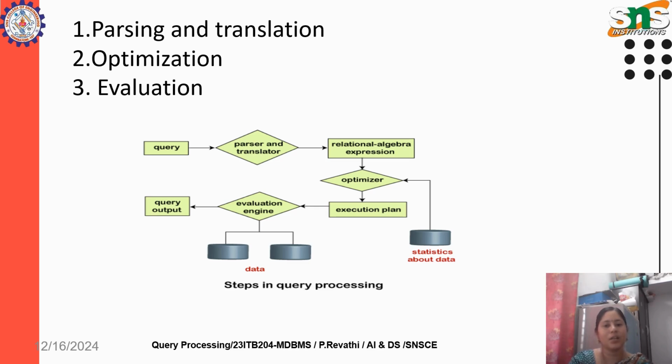The code generator generates the code to execute the plan. The runtime database processor runs the generated code to produce the query result. Relational algebra is well suited for the internal representation of a query. The translation process in query processing is similar to the parser of a query.